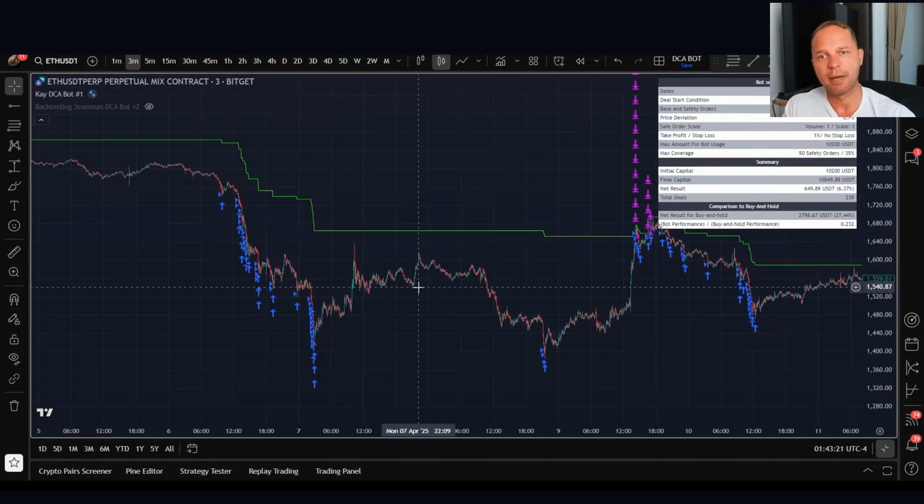And now you understand how this works. I'll show you the indicator later that you can use to backtest this for yourself, in case you're interested. Now let's move on to Bitget. I'll show you the exact settings I use here, which you can also apply for yourself.